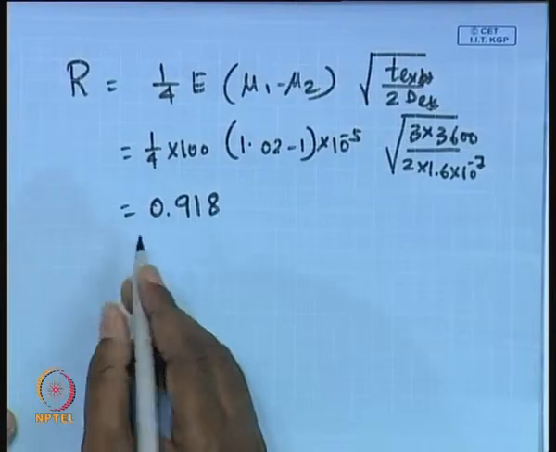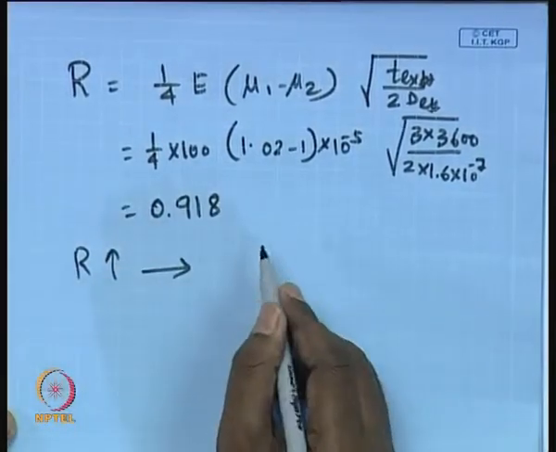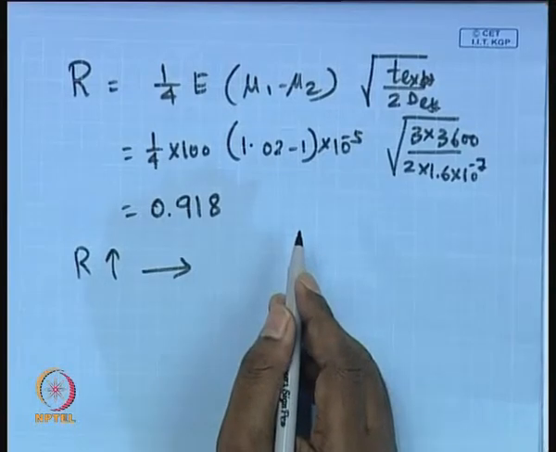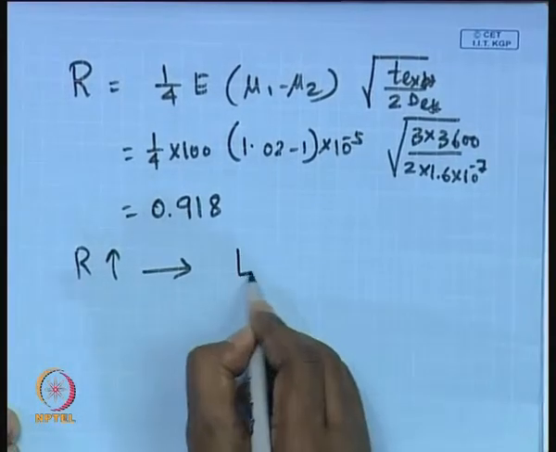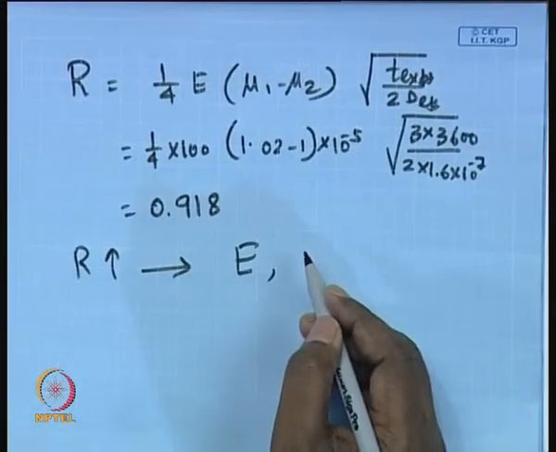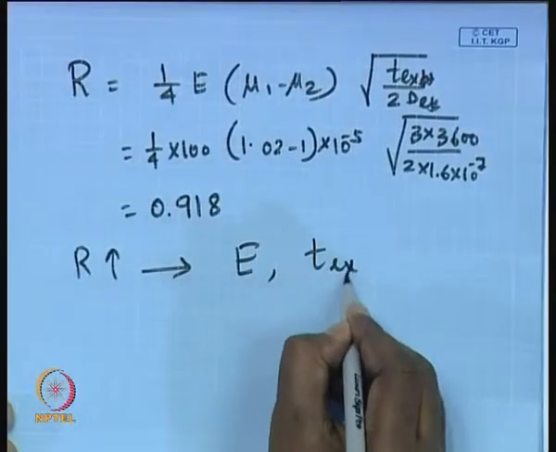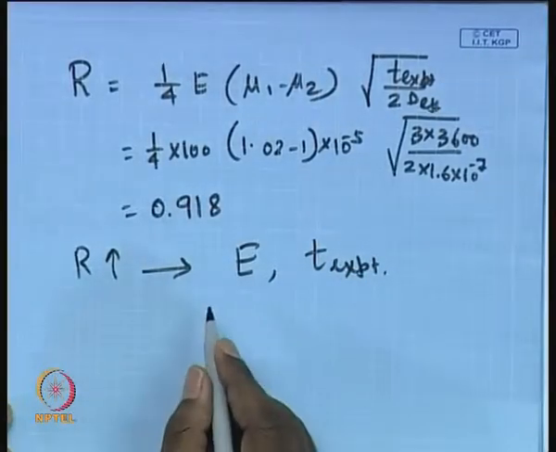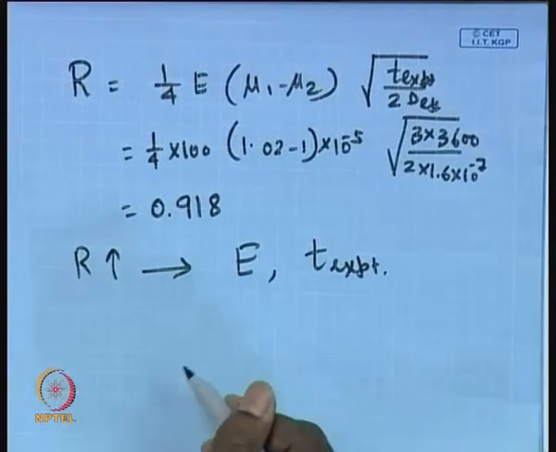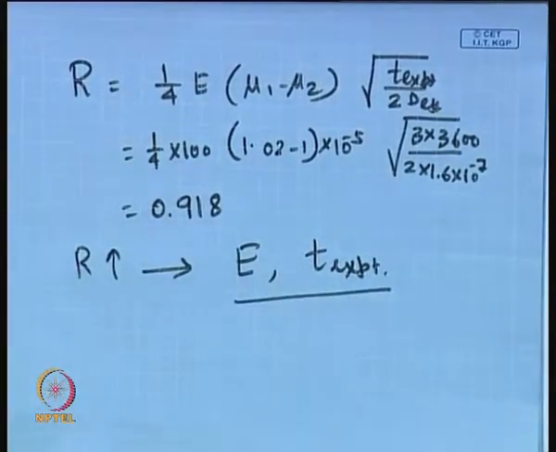The resolution is around 0.92, and R can be increased, as we have decided earlier, by tuning the operating conditions. What are the operating conditions? The operating condition is electric field strength. That means, if you apply more voltage, then the electric field strength will be higher. If you conduct the experiment for a larger duration, one can increase the resolution, and one can get a higher separation.